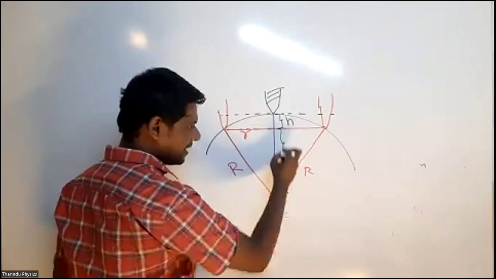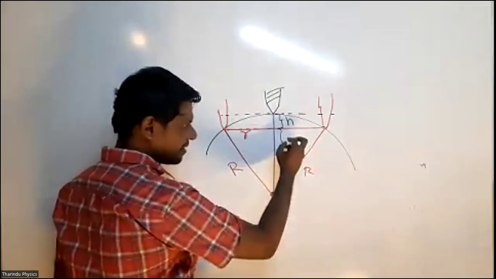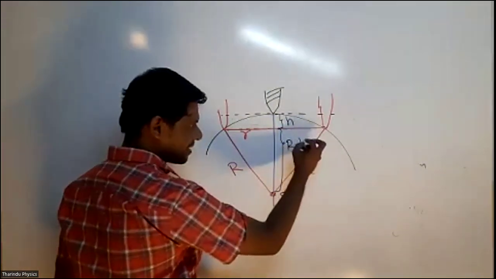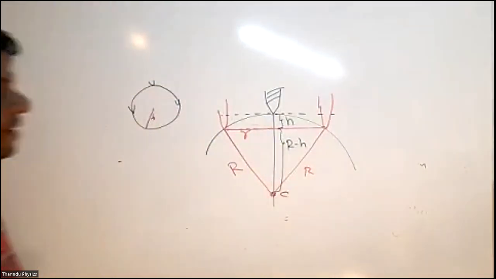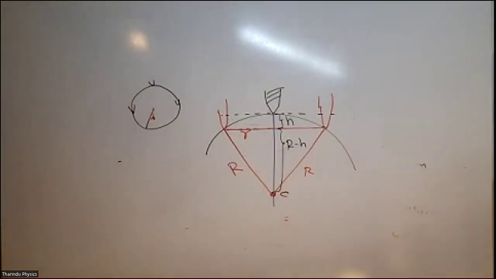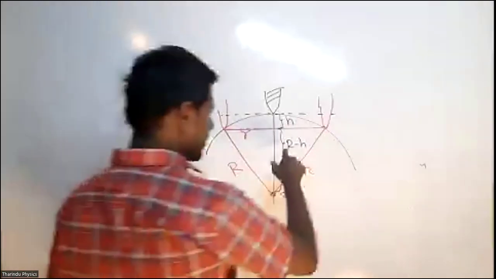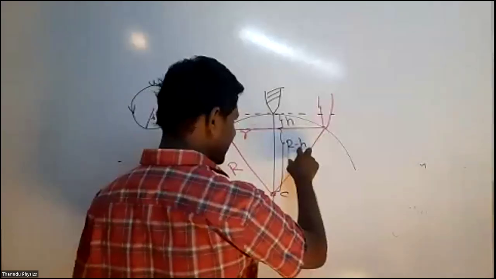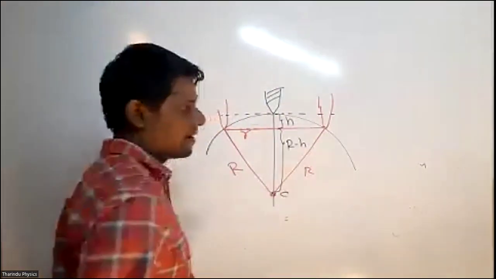What about this length, the remaining length? It is R minus h. Can you understand? We can get capital R, the radius, minus the height we take.